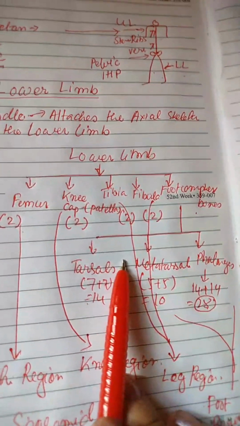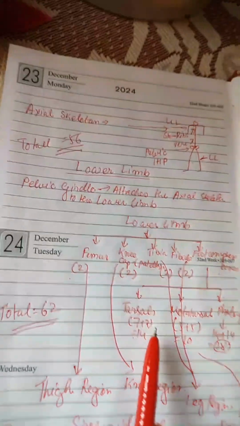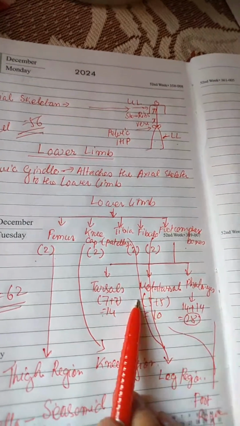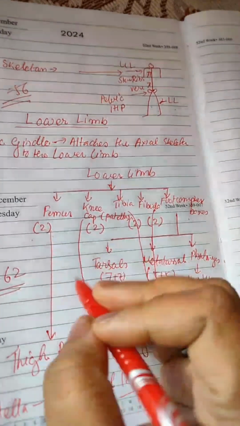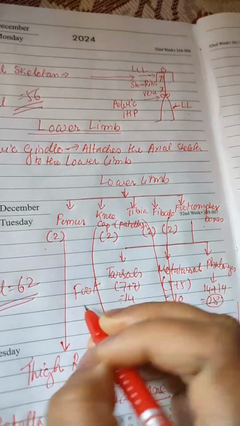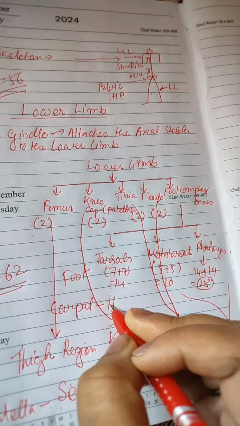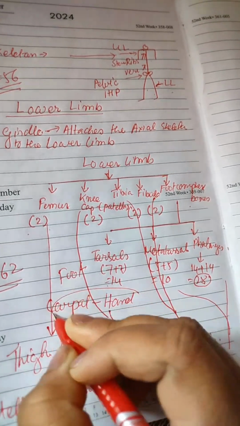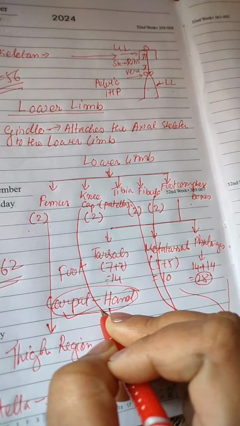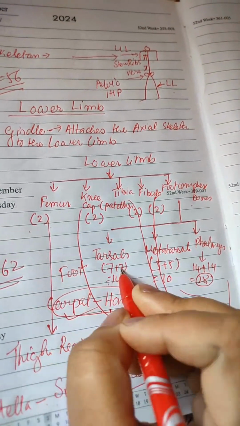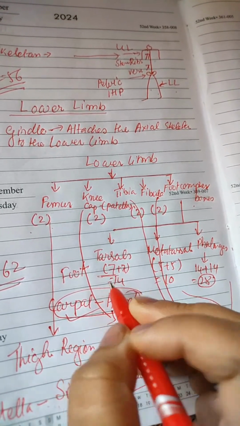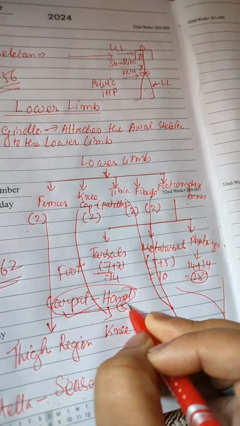One thing you should keep in mind, there can be a question: what is the difference between tarsal bones and carpal bones? Tarsals are found in the foot. Carpals, in the same way, are found in the hand complex. So carpals are the bones of the hand complex, tarsals are the bones of the foot complex. Tarsals are 7 in number, and carpals are 8 in number.